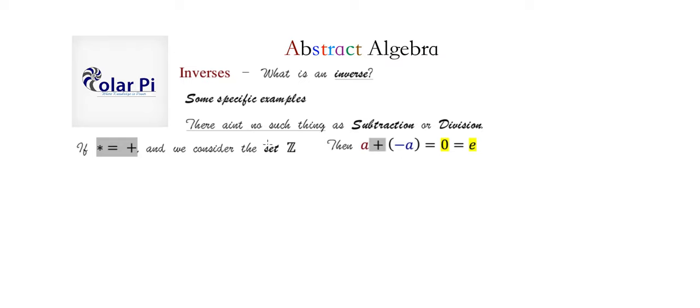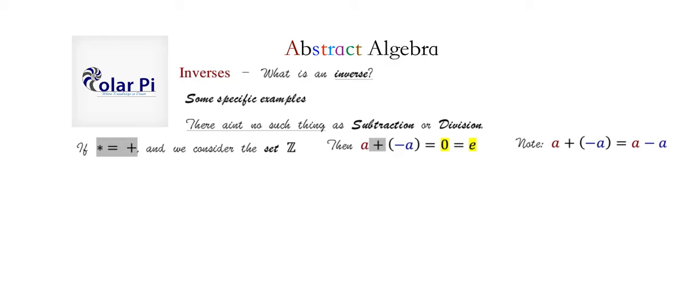This is what I mean by no such thing as subtraction. Subtraction is just a short form for writing a plus negative a. So instead of a plus negative a, we write a minus a. And in general, subtraction is a short form for writing a plus the inverse of b, that is, simply a minus b. But there's no such thing as subtraction. It's adding a negative number.